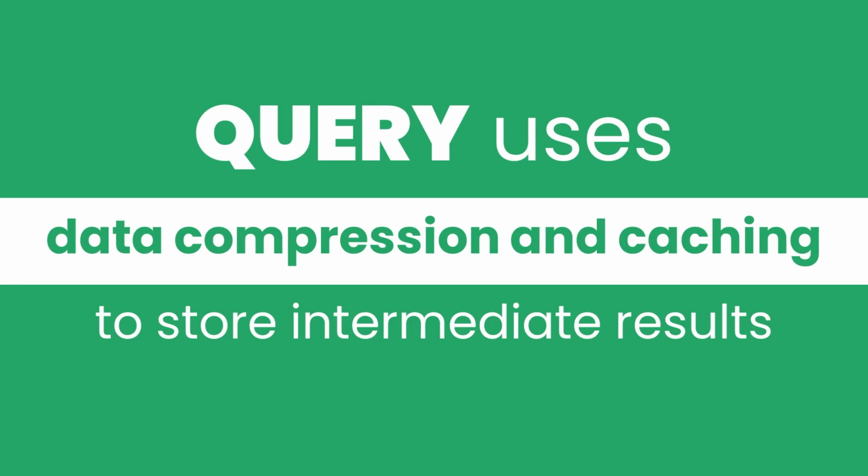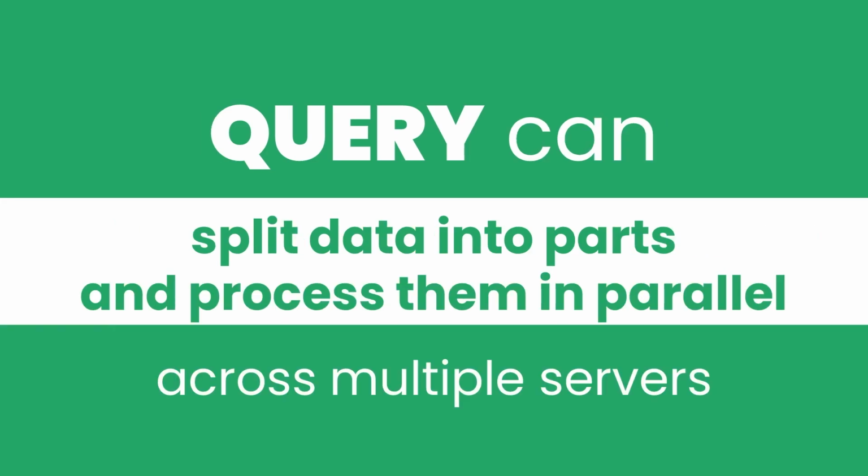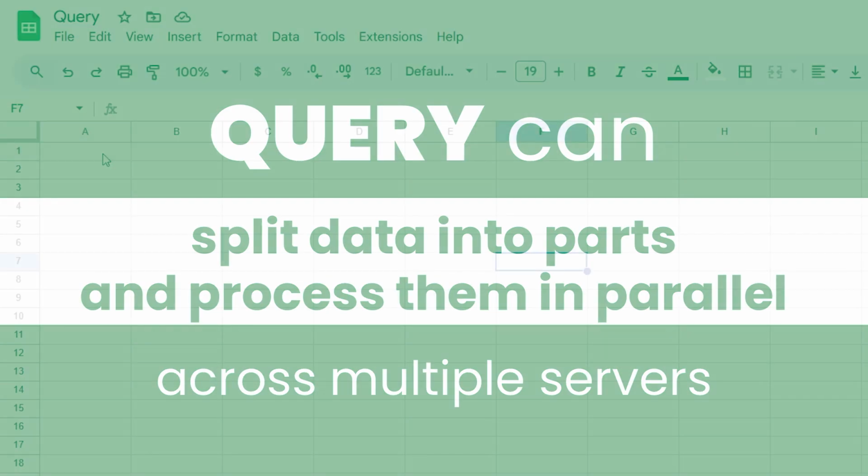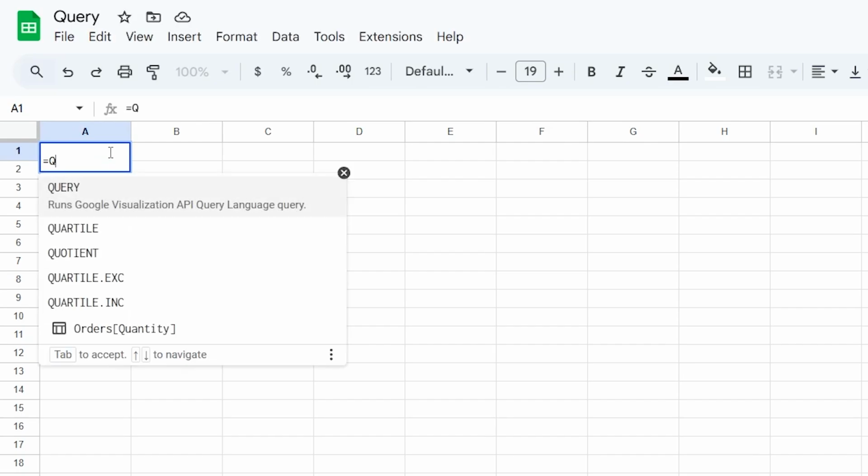Query can split data into parts and process them in parallel across multiple servers. Parallel processing allows large datasets to be processed faster. Imagine assigning 10 tasks to different students in a class. Each one completes their part simultaneously rather than one by one. Let's move on to Google Sheets and take a look at how the query function works.